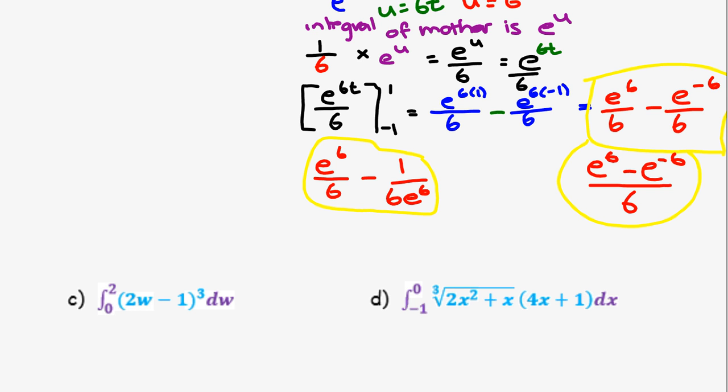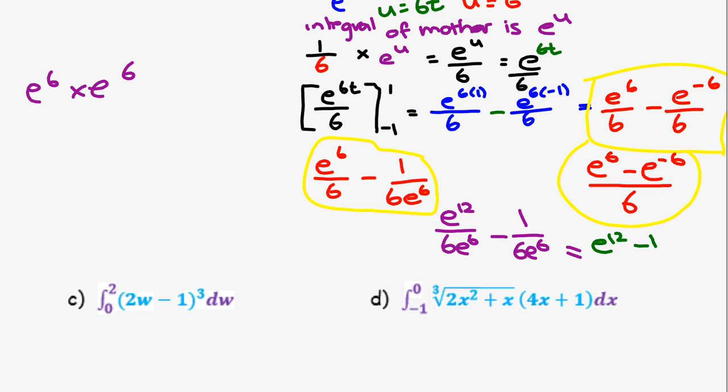And out of interest, what's e to the 6 times e to the 6? You mentioned it before. Oh, e to the 12. E to the 12, yeah. So e to the 12 over 6e6 minus 1 over 6e6, which would equal e to the 12 minus 1 over 6e6. And then things are just getting out of control at that point. So I thought I'd just show you it. How did you get to e to the 12?